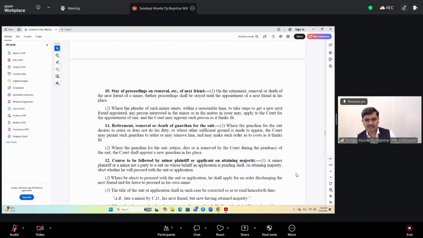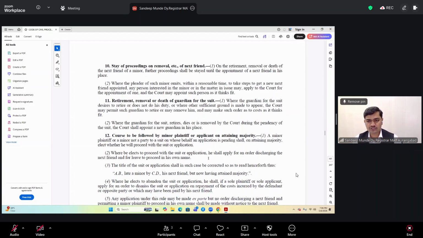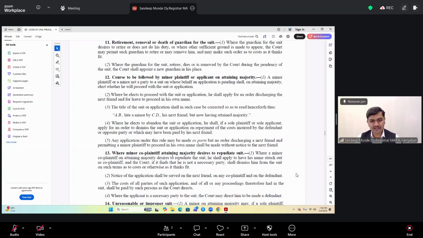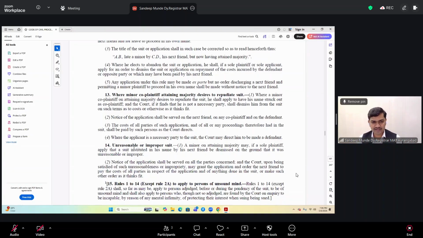Course to be followed by a minor plaintiff or applicant on attaining majority. When that minor becomes a major, what course is required is given under Rule 12. A minor plaintiff, or a minor not a party to the suit on whose behalf the application is pending, shall, on attaining majority, elect whether he will proceed with the suit or application. It is his right to elect whether he wants to proceed. Where a minor co-plaintiff attaining majority desires to repudiate the suit, costs are required to be paid.